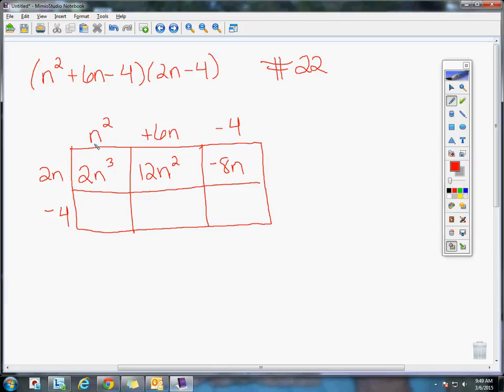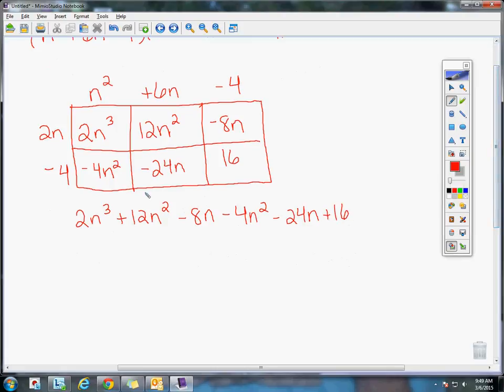So we put negative 4 and n squared together to get negative 4n squared. Negative 4 times 6n is negative 24n. And negative 4 times negative 4 is a positive 16. So I'm going to write all this out. 2n cubed plus 12n squared minus 8n minus 4n squared minus 24n plus 16.